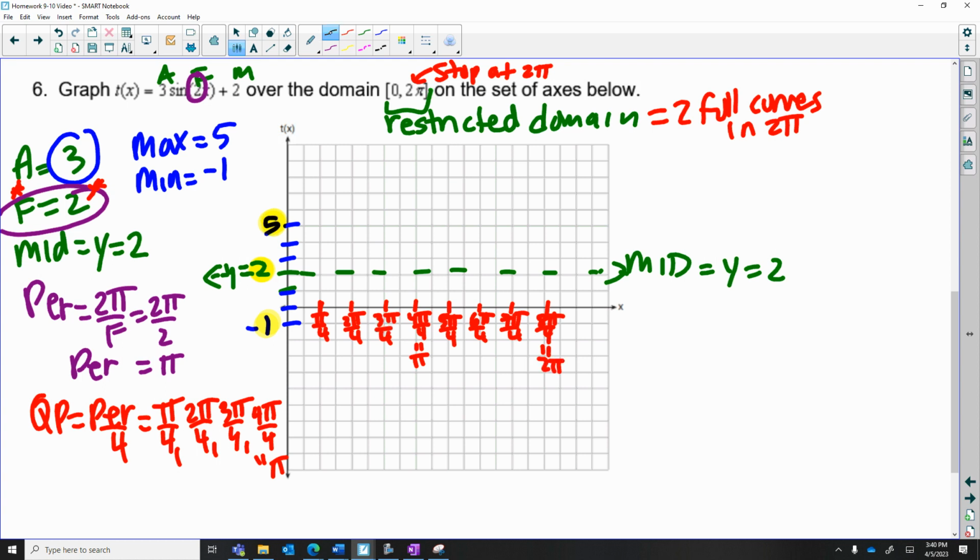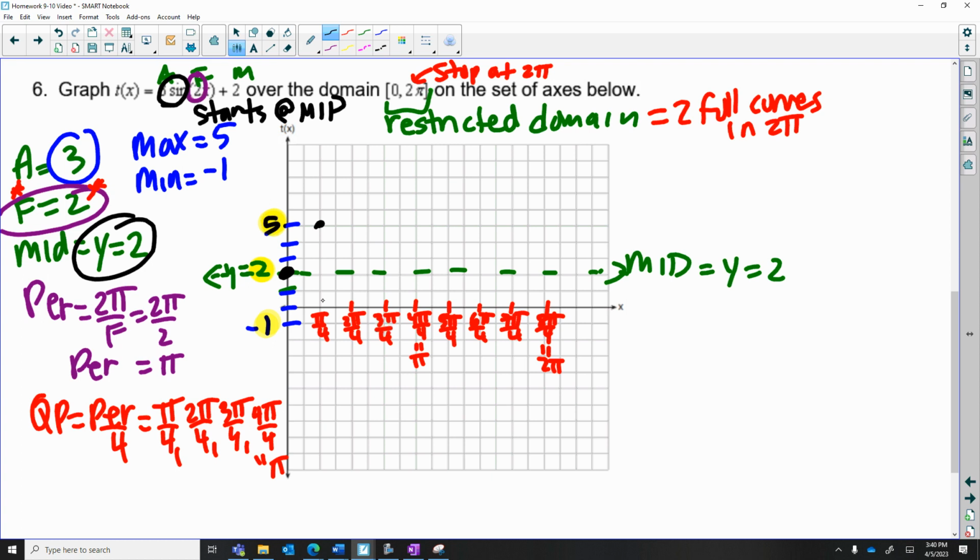This is sine. Sine starts at the midline. So we're going to start at my midline, which is 2. So my first point is going to be 0, 2. Now, this is a positive sine, so I'm going to go up to my maximum. So my first quarter point is pi over 4. I'm going to go up to my maximum here, okay? And I'll erase that dotted thing, but now you guys can see.